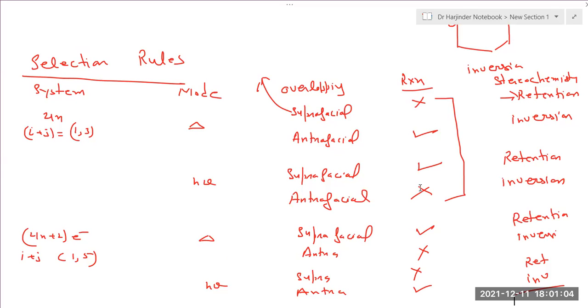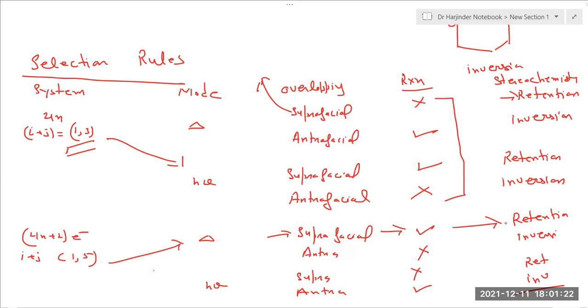So mind it, when a suprafacial sigmatropic rearrangement takes place, it will always take place with retention. So both take place with retention in configuration. 1,5 under thermal conditions: suprafacial with retention in configuration. Is it clear? Yes sir.